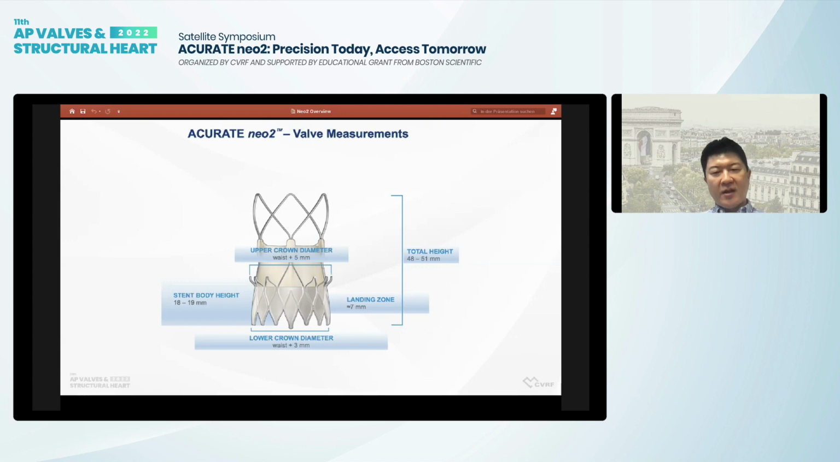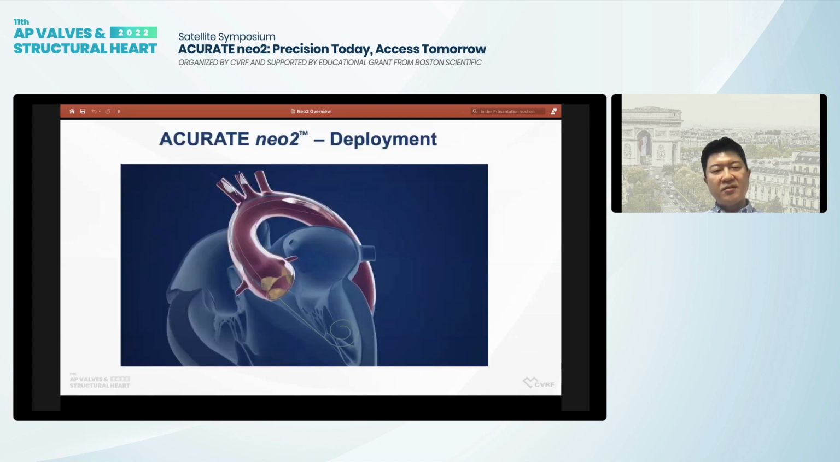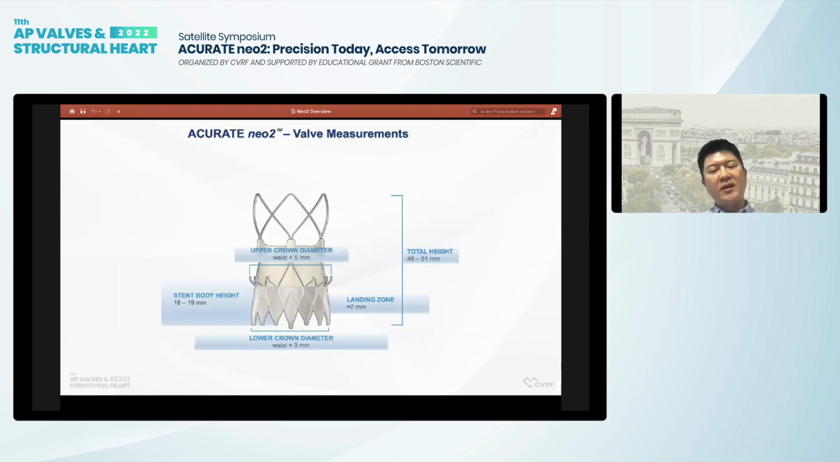The valve is available in 3 sizes. I haven't shown this. It's available in 23 millimeter, so in terms of the waist, 23, 25, and 27. It's also called S, M, and L. And it covers an annular range officially between 21 and 27 millimeters.